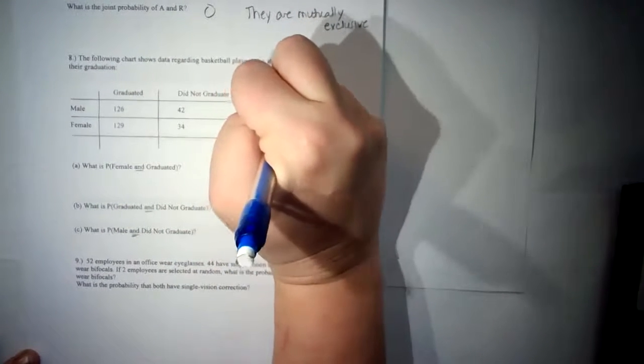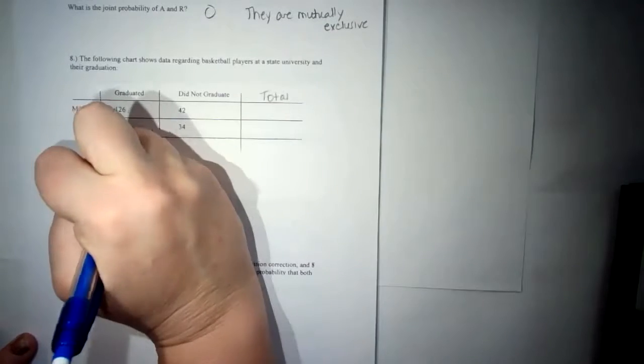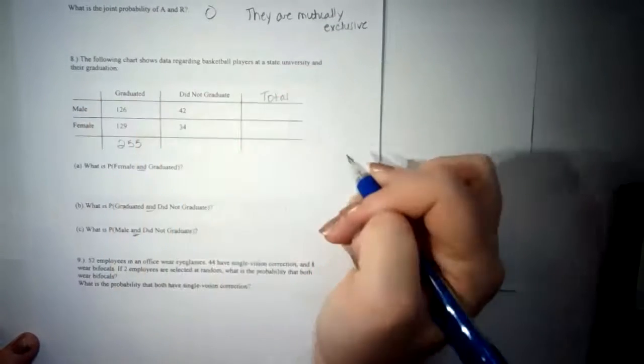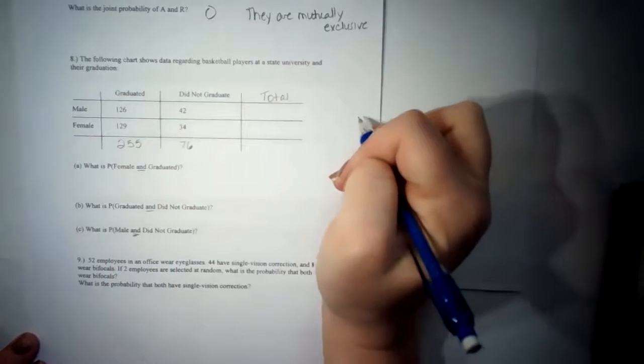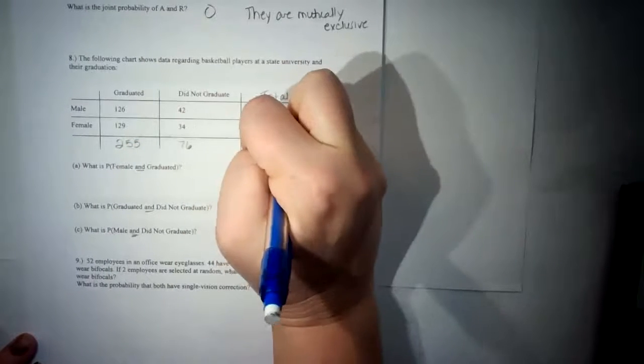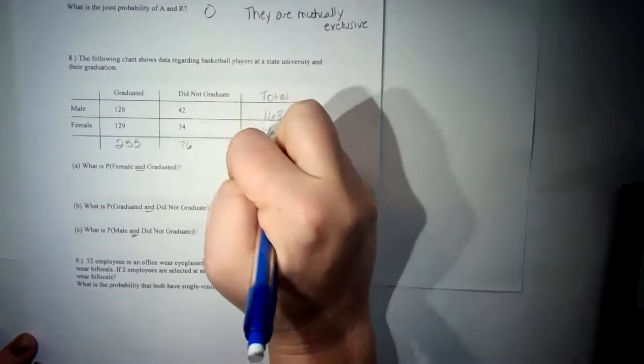Okay. All right. First thing you do with a chart is fill it in, right? So let's get some totals. Okay. So there's 255 basketball players that graduated and 76 that didn't. I get 168 males and 163 females.